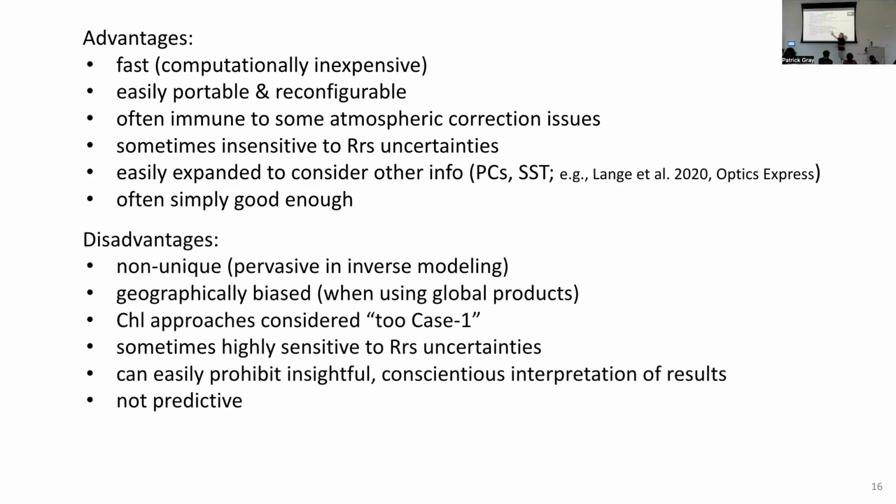Disadvantages of them, they're non-unique, and we'll talk about that a little bit. And this is pervasive everywhere. Clearly geographically biased. This one, meaning that you're just taking a relationship with chlorophyll that can break down in a lot of different places. Like what I put there, that can sometimes be highly sensitive to uncertainties. You really need to know what you're looking at here. Like, they are black boxes, but you shouldn't treat them as such. Now, if something looks weird or you see patterns that don't make sense, maybe there's optically shallow water there that you were unaware of. Again, you have to be conscientious about this, and they're really not predictive.